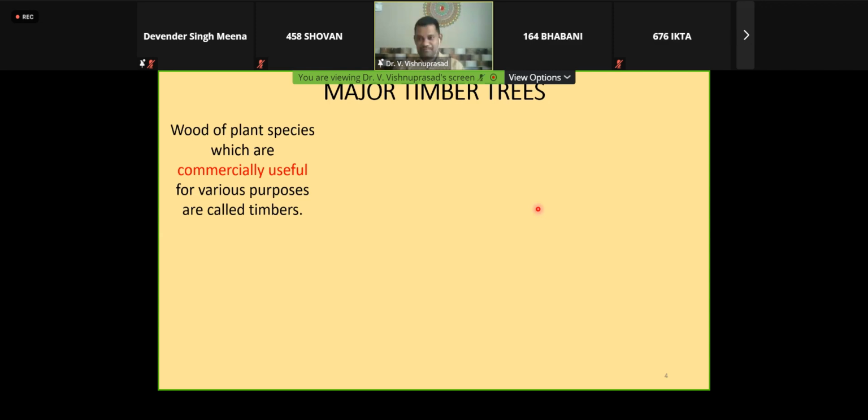So that's why the word is timber. There are some species of plants where the wood which is produced is so strong, and it is extremely costly also. So they are commercially useful. Such woods are called timbers. So all woods are not timbers, but all timbers are woods. Ultimately, when you say it's a timber, it means the wood of such plant species which are commercially useful for various purposes.